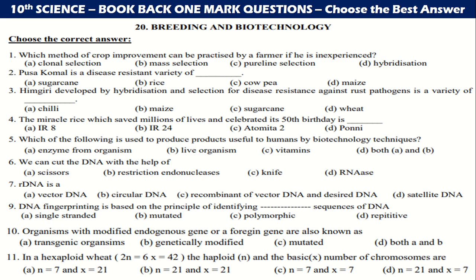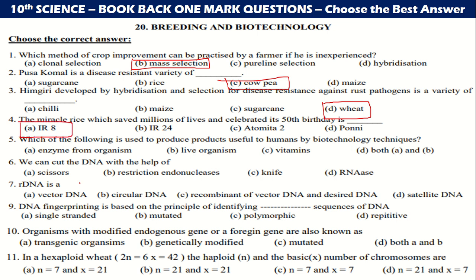Then goes to the 20th chapter, breeding and biotechnology. Which method of crop improvement can be practiced? Mass selection, we can do that. Then Pusa Komal is a disease resistant variety of cowpea. The next one: Hemigreed developed by hybridization and selection for disease resistance against rust pathogens is a variety of wheat. The variety of wheat and the miracle rice which saved millions of lives and celebrated its 50th birthday is IR8.